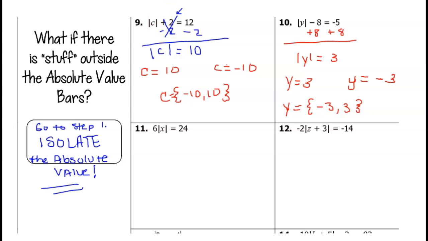Okay? Now let's look at this situation. This time I'm multiplying something times the absolute value of x. What should I do to get rid of that something, that multiplication? Olivia, any idea? How could I get rid of this 6 to get the absolute value by itself?